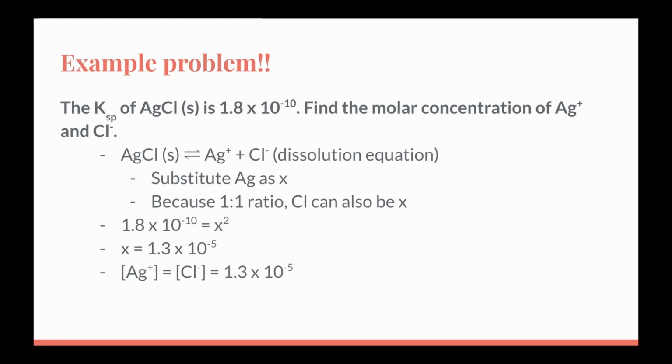So in order to solve this question, you can substitute the Ag ions as x. And also because there's a one-to-one ratio between the products and the reactants, you can also substitute Cl to be x. So as we mentioned from the Ksp formula, you multiply the products. So x squared is equal to 1.8 times 10 to the negative 10. And then you square root 1.8 times 10 to the negative 10, and then you get the molar concentration of your two ions.